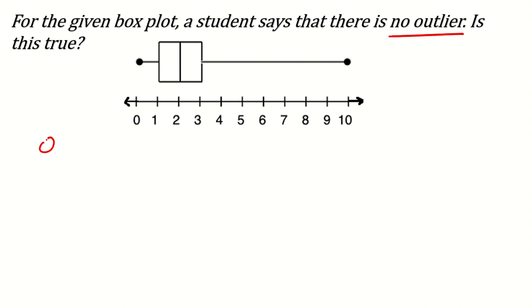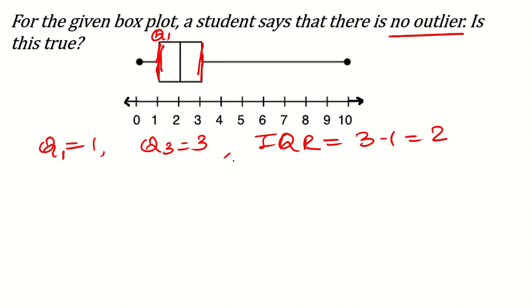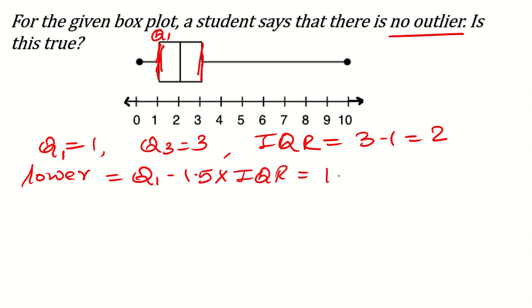Okay, see here first quartile. Where is the first quartile in the box? I told you that this is the first line which represents first quartile. So Q1 is equal to 1, Q3 is equal to 3, that is the third quartile, this line, and interquartile range will be equal to Q3 minus Q1, means 3 minus 1, that is 2. So lower limit will be equal to Q1 minus 1.5 times of interquartile range, means 1 minus 1.5 times of 2, that is 1 minus 3, means minus 2.